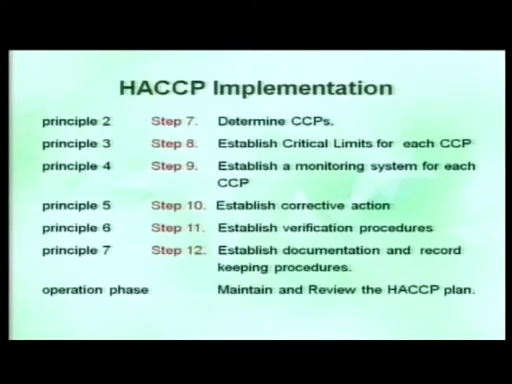Then we go to principle step 4, which talks about monitoring of this system for critical control points. Because if you have established something, you need to see that the system is going as per your established limit. Then your principle step 5 says, whenever there is any failure, whenever a system goes up and down, you need to take a corrective action. So you establish a corrective action system.